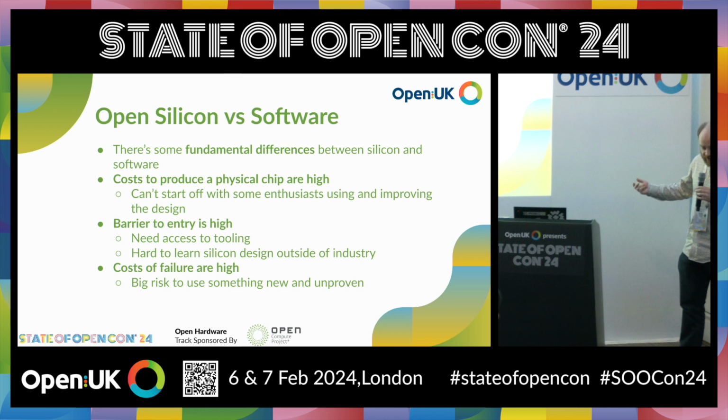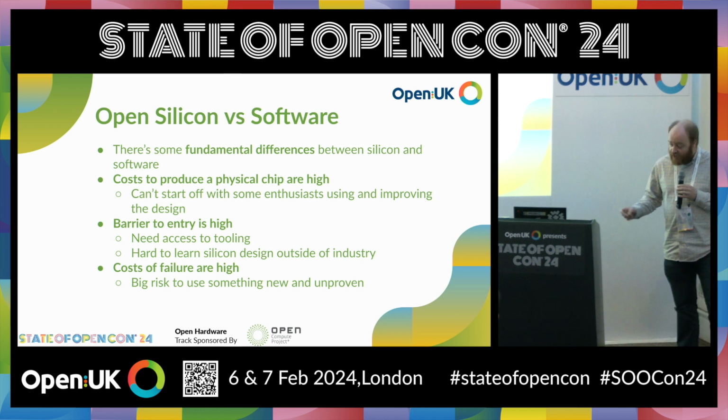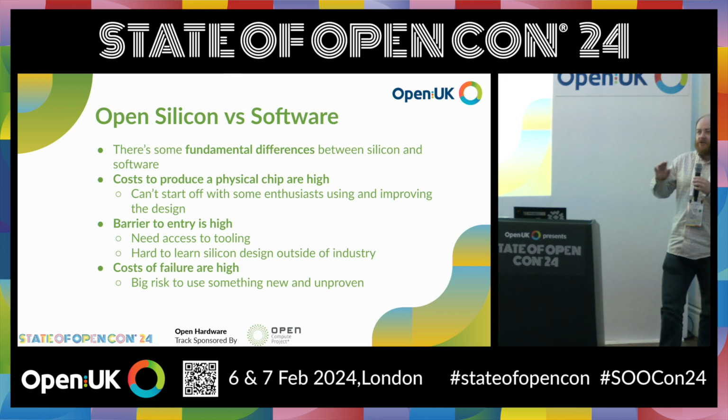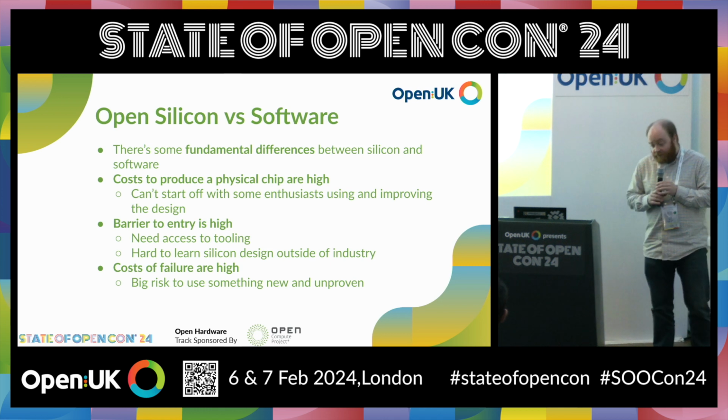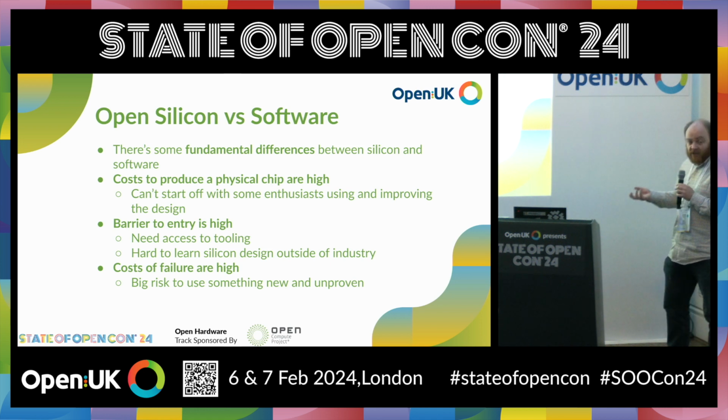So as I was saying on the last slide, our costs here are very high. To produce a physical chip costs a lot of money. It takes a lot of time. And this means that you can't work with the standard open software working model, where one person or a small group of people say, I'm going to build a program to do this, I'm going to make it open source.